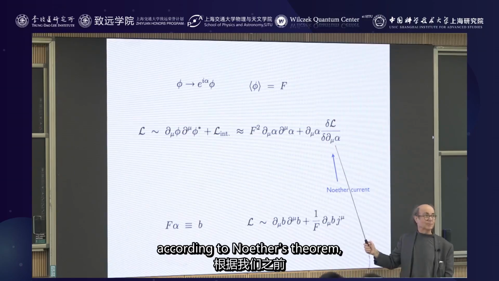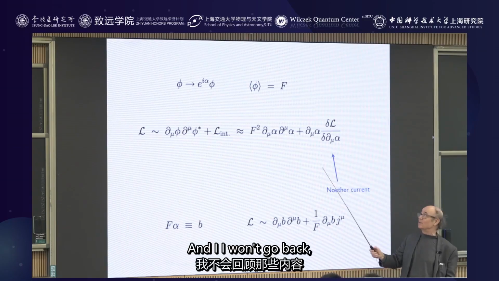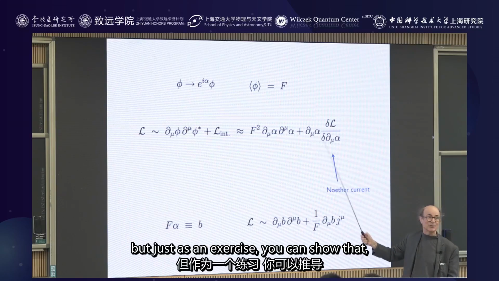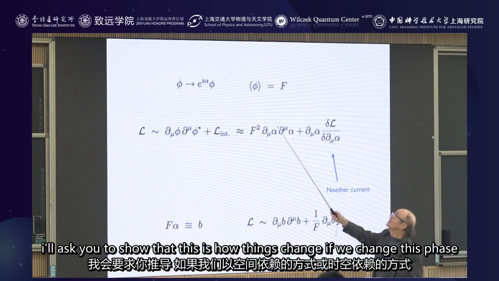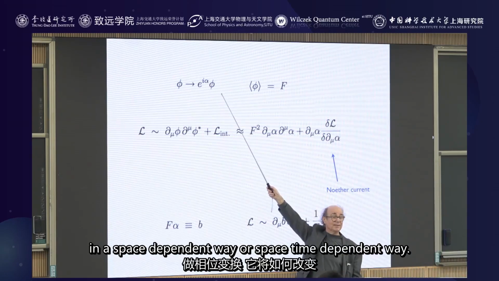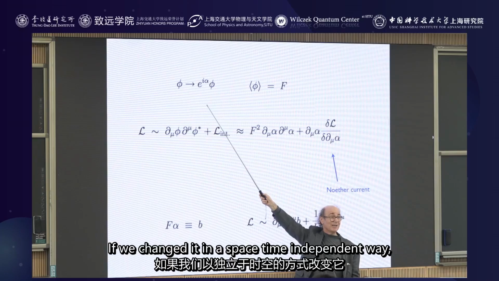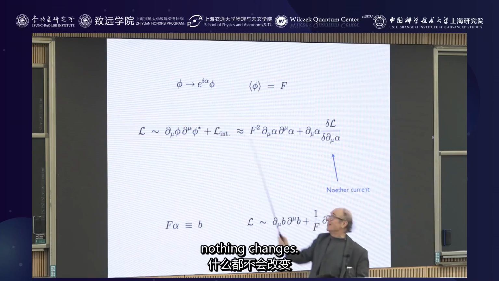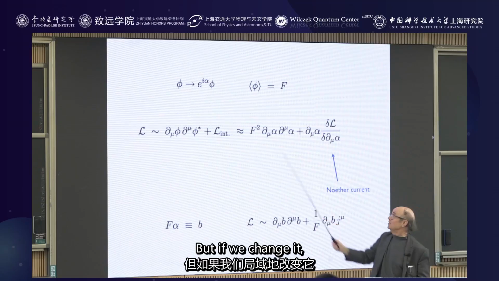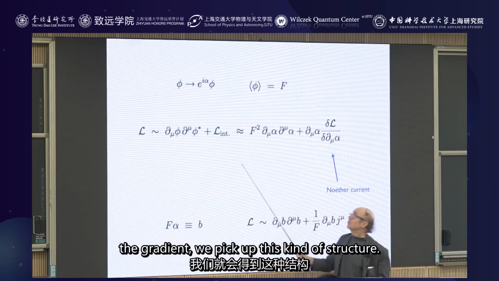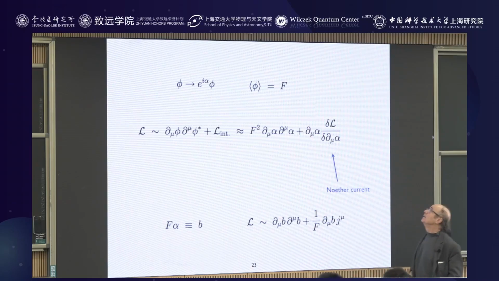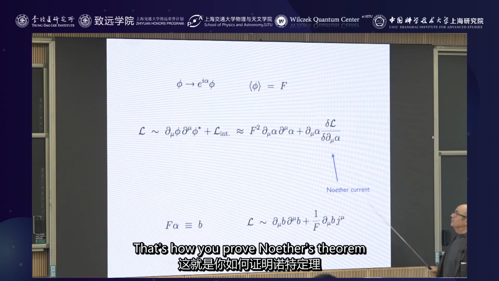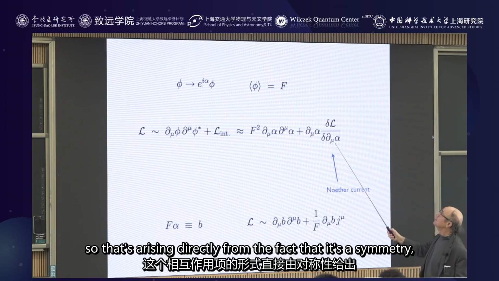according to Noether's theorem, which we discussed a little bit before, and I won't go back, but just as an exercise, you can show that this is how things change if we change this phase in a space-dependent way or space-time dependent way. If we changed it in a space-time independent way, because it's a symmetry, nothing changes. But if we change it with a gradient, we pick up this kind of structure. That's how you prove Noether's theorem.